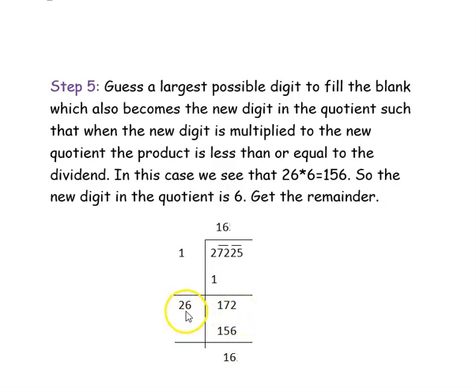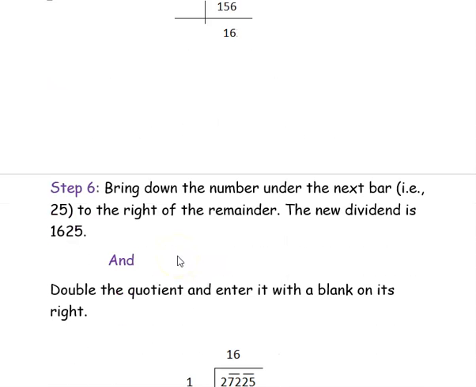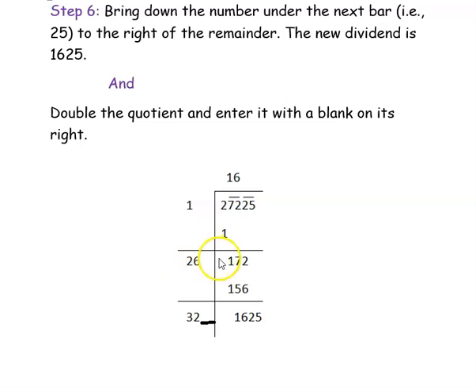So I have tried till 6. 26 into 6 is 156. I have written here that 27 into 7, if you put it, will be more than 172. We cannot write a number more than this new dividend; we have to write a number which is less than this new dividend. So 26 into 6 is 156. 172 minus 156, and the remainder is 16. The new quotient is 6. In the next step, I am going to bring down the next number. The remainder is 16, and I bring down the next number under the bar, that is 25 here.